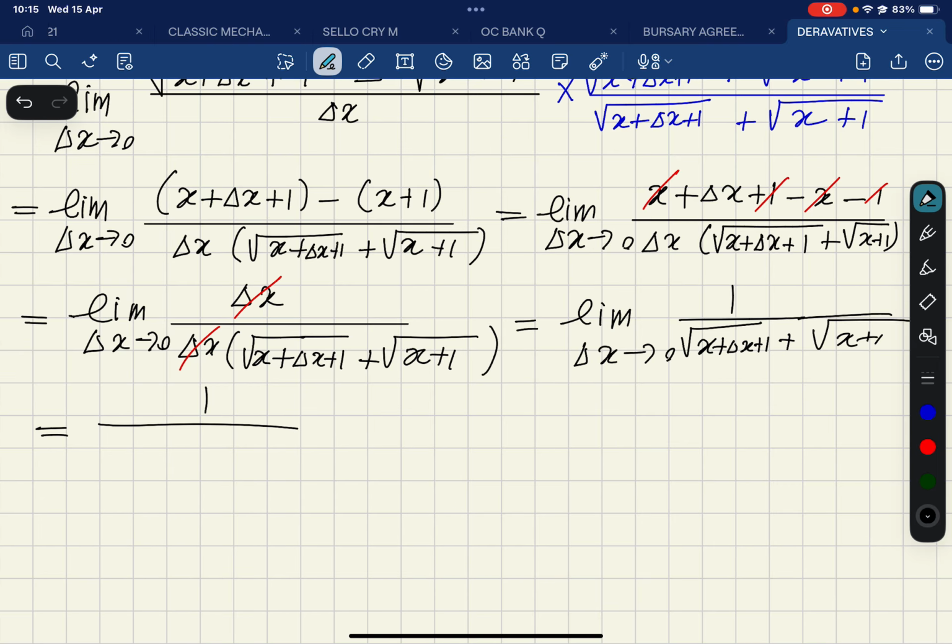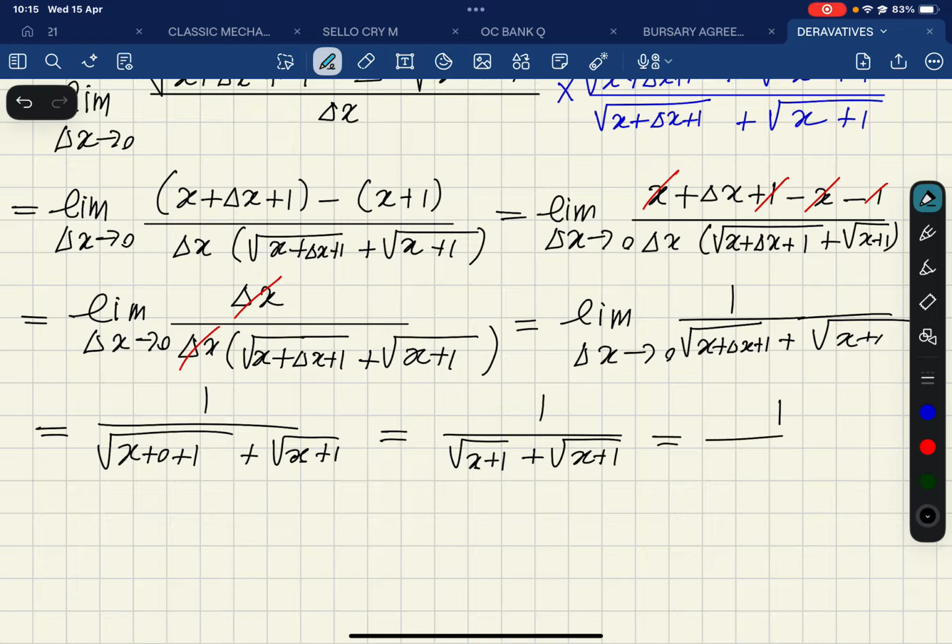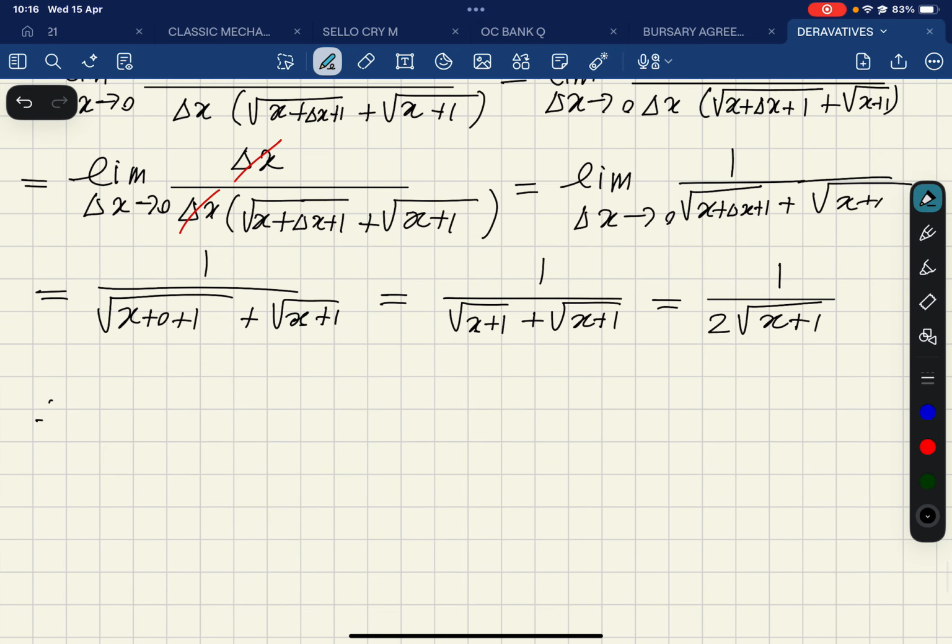We're going to have 1 over the square root of x plus 0 plus 1 plus the square root of x plus 1, which is equal to 1 over the square root of x plus 1 plus the square root of x plus 1, which are like terms in the denominator, which is going to be 2 square root of x plus 1. So therefore the derivative of g of x is equal to 1 over 2 square root of x plus 1.